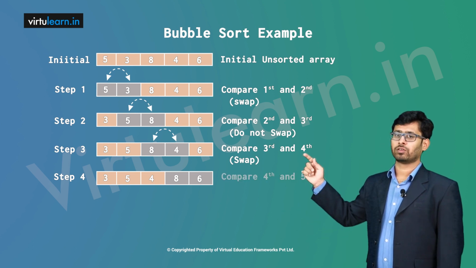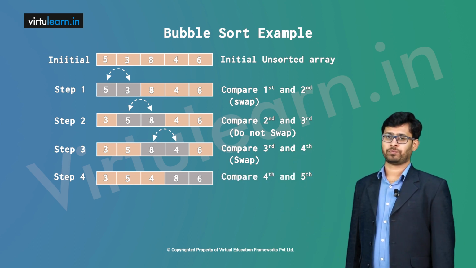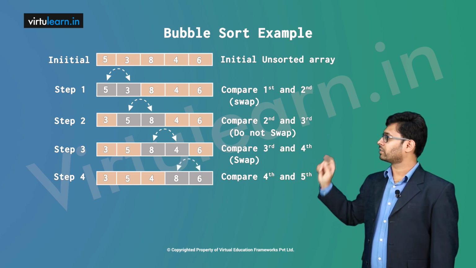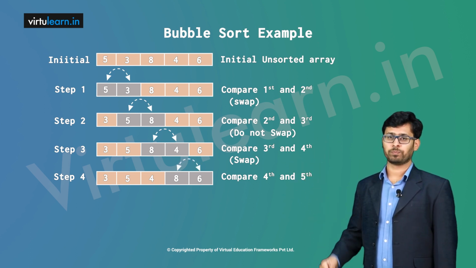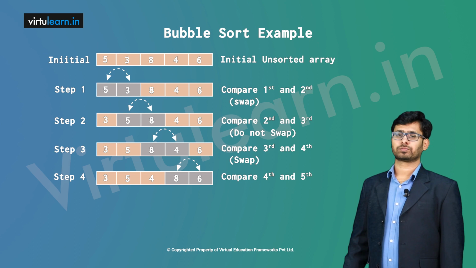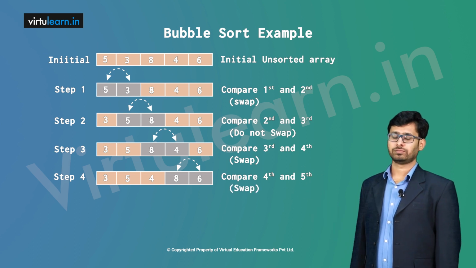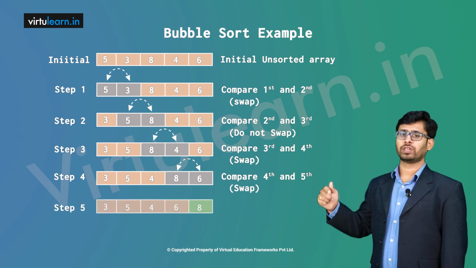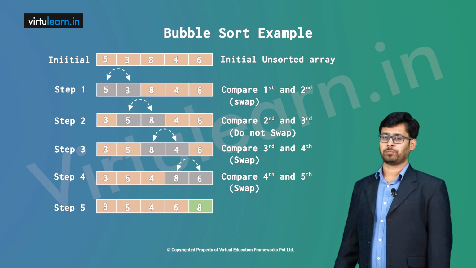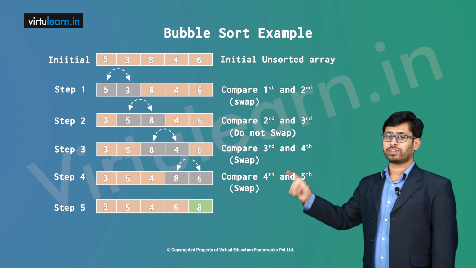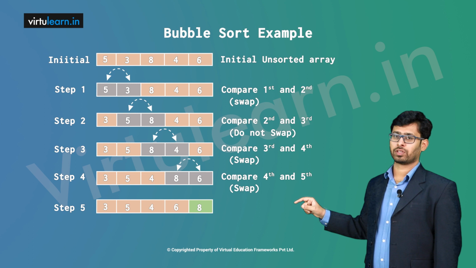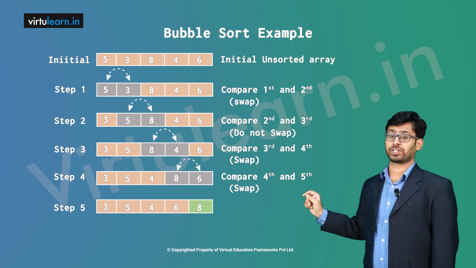Now comparing fourth element and fifth element. Is 8 greater than 6? Condition is true. If the condition is true, swap the elements. Now what would be the elements? 3, 5, 4, 6, 8. So this is the first iteration. All these steps are the first iteration.